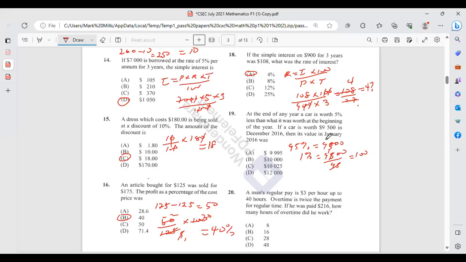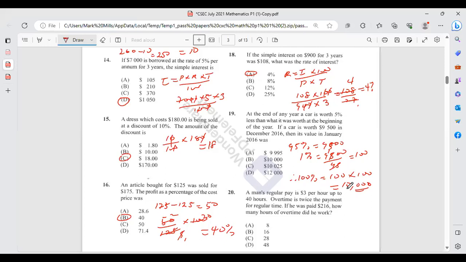Now, in December, they said that, then in January, it should have been the original amount, which is 100%. So therefore, 100% will be equal to 100 times 100, which gives me 10,000.